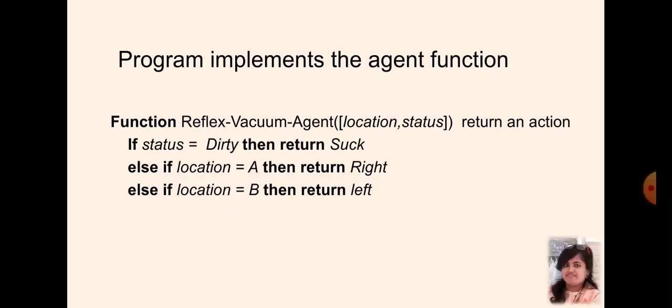And another else if: if the status is clean and the current location is, suppose, location B, then we need to move to location A. So then return left. This is the simplest example of an agent function. That is how we need to represent, or write, the program for an agent function.